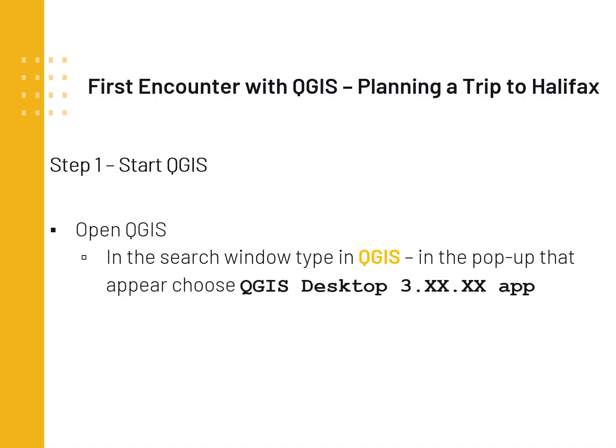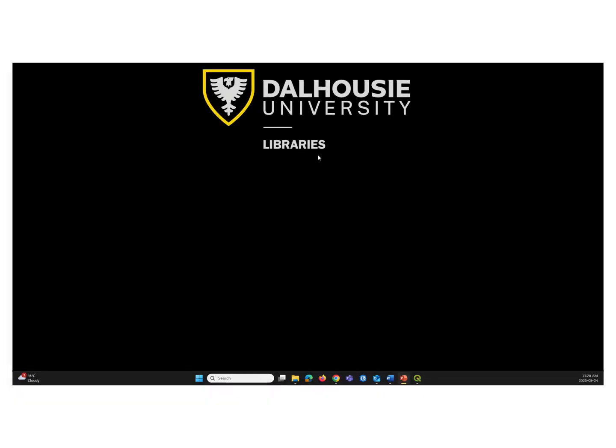So we're going to start by opening up QGIS. In the search window, down by the Windows icon at the bottom of your screen, you're going to type in QGIS. In the pop-up that appears, you're going to choose the QGIS desktop application. The version that we're using in this example is 3.40.6. Now we're ready to dive into our example.